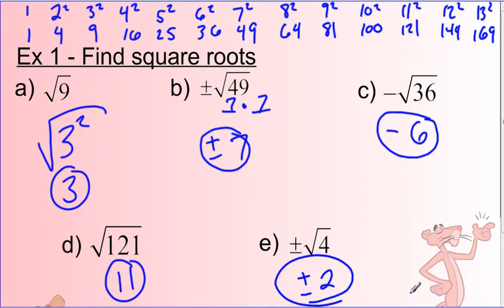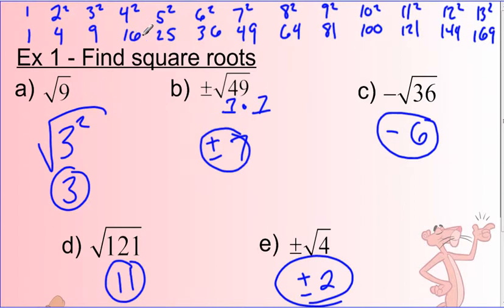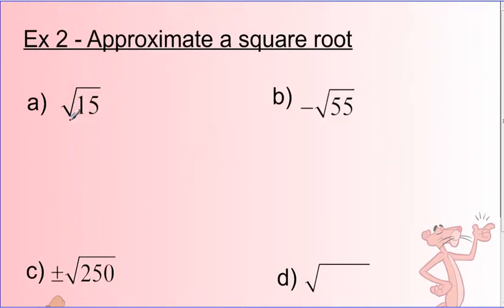Pretty simple. Now the next thing we're going to do is approximate a square root. What that means is, what happens if you don't get exactly like 25 or 36 or 49? What if you get something in between? Like the square root of 15, for example. 15 was not one of those numbers on our chart. So what we do is we basically say, okay, well, what are the perfect squares around 15?